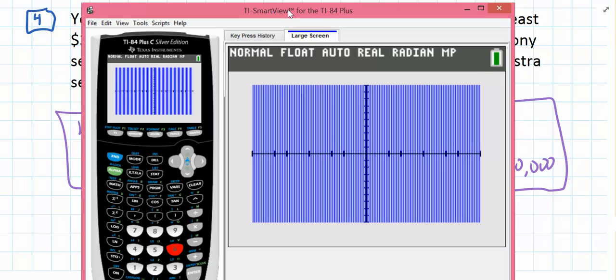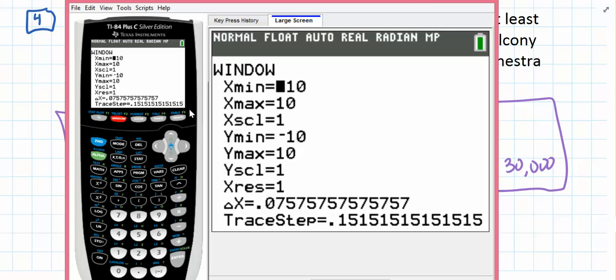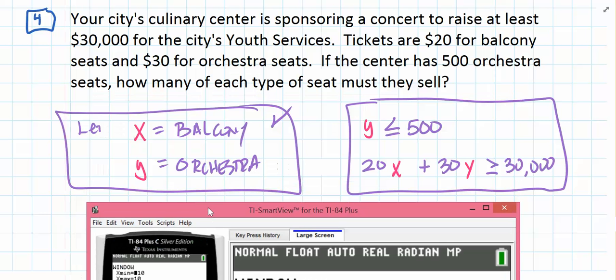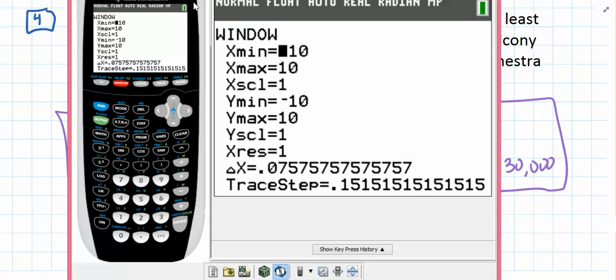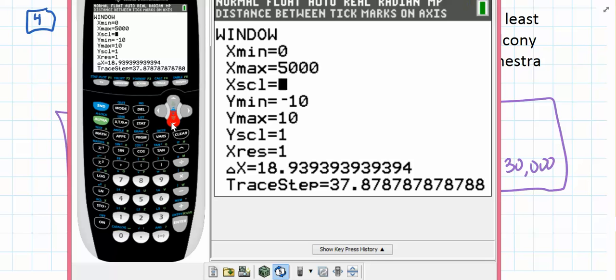Okay, walk me through the window that you used. What's your x minimum? What does x represent in this case? Balconies, right? It can't have negative 10 balconies, so 0 is a good place to start. What did you guys use for your x maximum? 5,000. Okay. If you're going from 0 to 5,000, what's an appropriate scale we could use?